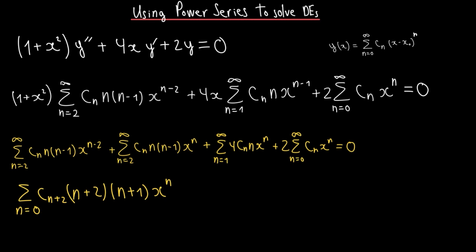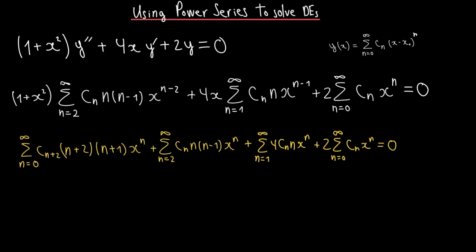And infinity minus 2 is always infinity, so this will remain infinity. So we have the same exponent for x, but now in order to regroup our four sums into one bigger sum, we need the indices to be equal to each other. So now we need n to start from 0 for these two sums.